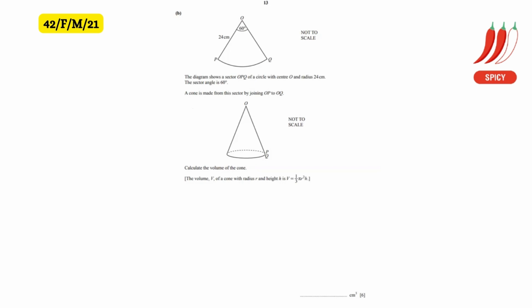So if you remember, this is very similar to a question that has come in the past, I think in 2020. And you can easily find that question in the previous video for the spicy level questions. In that case, they also did the same thing. They had a sector and then they joined the sector to make a cone, and both the radii were joined. So pretty much similar to what we've done in the past. So this angle is 60 degrees. This is 24, which means your slant length is 24.